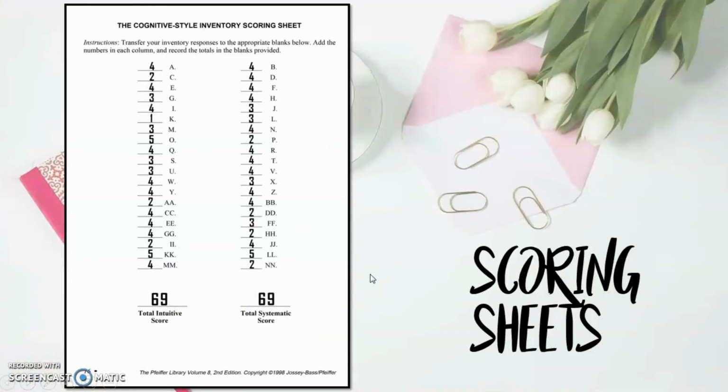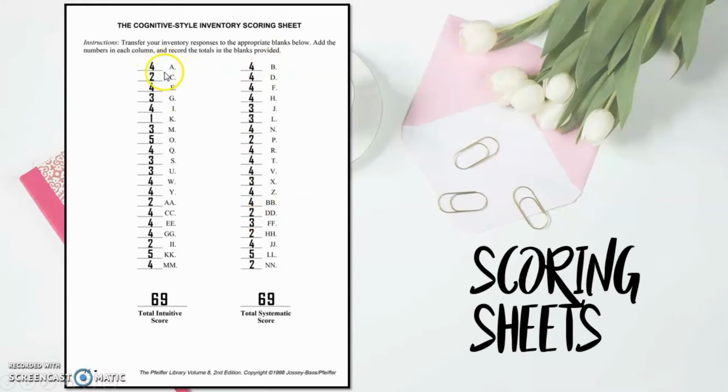Next, the scoring sheets. This is the scoring sheet. As you can see, at the top of the scoring sheet there is an instruction, so the respondent needs to read the instruction first before answering. There is an alphabet letter to the right of each blank provided. A refers to item A, B refers to item B, C refers to item C, and so on.